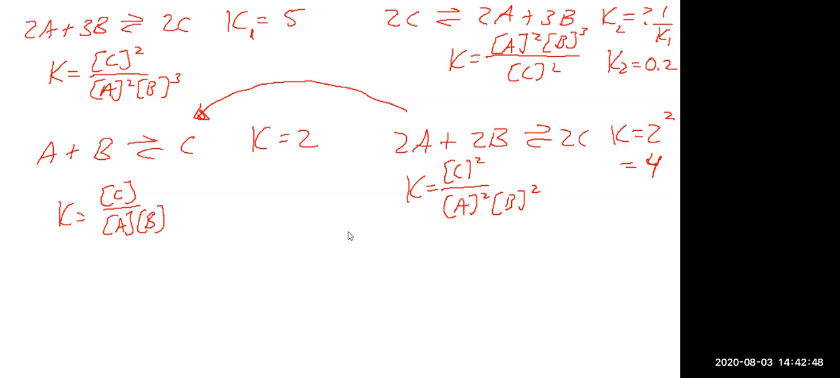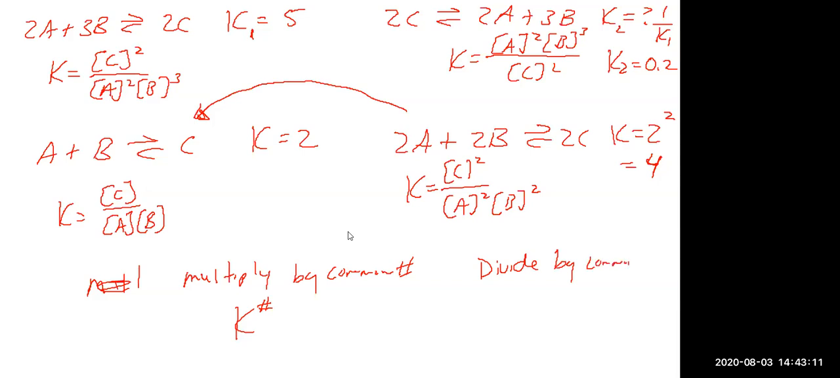So if you have to multiply by a common number, you essentially take the K value to that common number. And if you have to divide a reaction by a common number, you take the root of that common number, whatever it may be. So again, in this example, we divided by 2, so we took the square root. Again, if you divided by 3, you would take the cube root of it. Any questions on that so far?